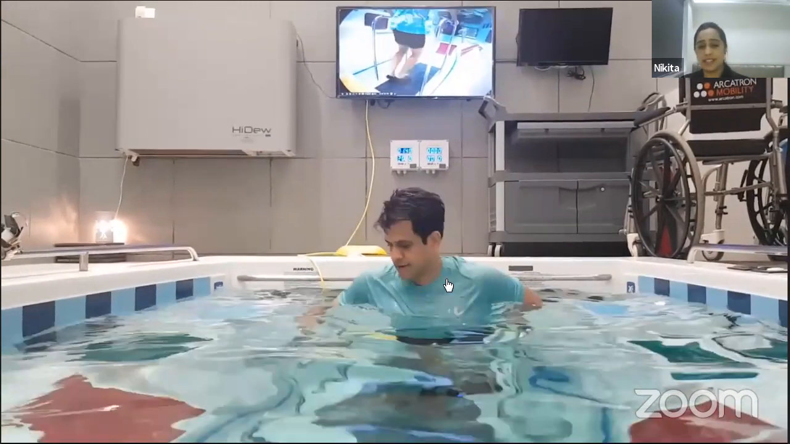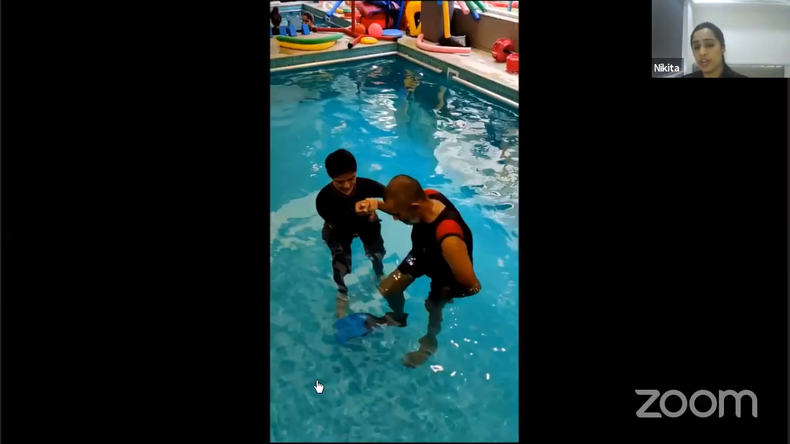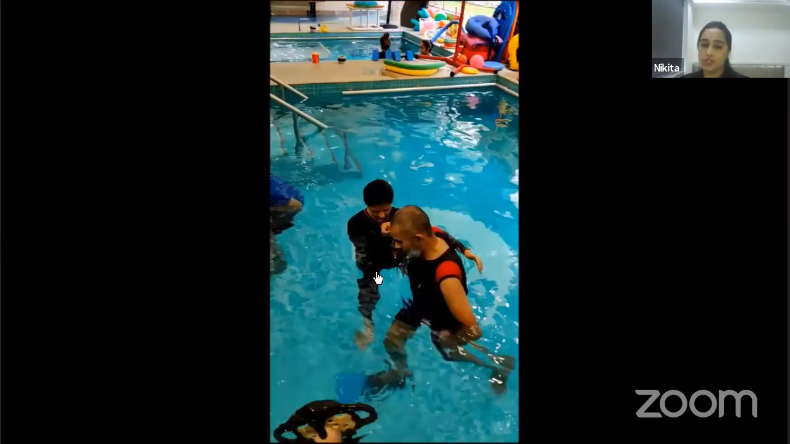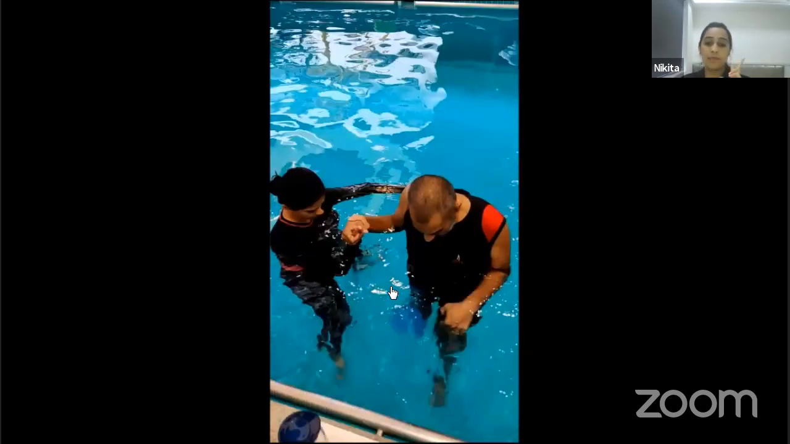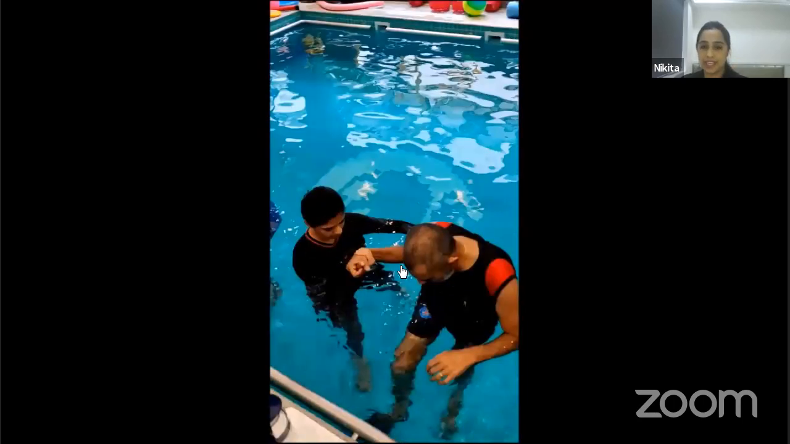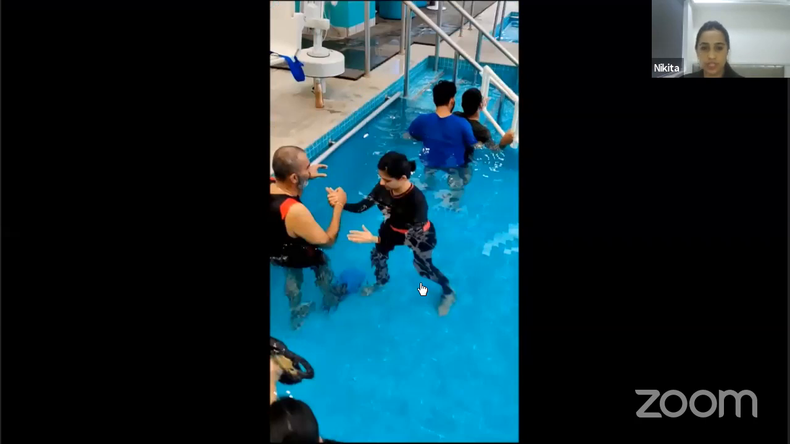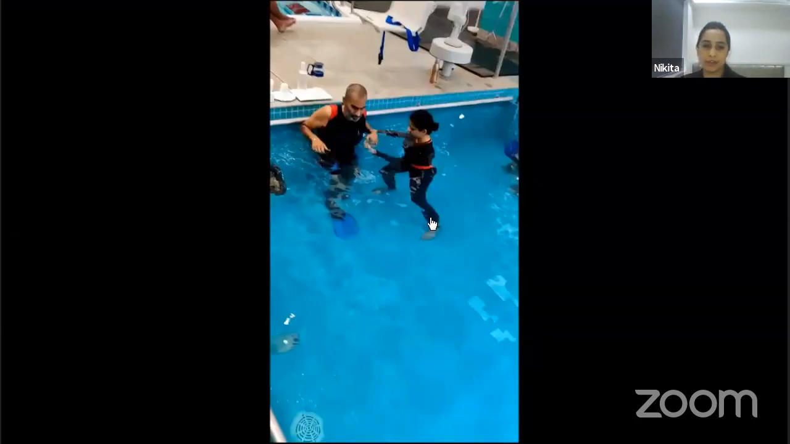To increase the resistance and challenge it a little more, again we add flippers, and then the person is made to walk. So it again offers resistance. It maintains your closed chain activities. It offers you good resistance there, increases your range of motion, while also maintaining your gait parameters.